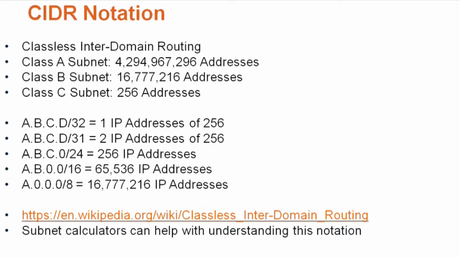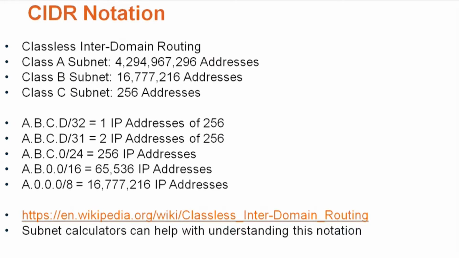The subnet mask, you'd have one IP out of 256 is what that's supposed to say. Out of 256. The A.B.C.D/31, you have two IP addresses out of 256. So as the bits start to decline, you get more and more addresses. So it's like a balance, a sliding scale there.